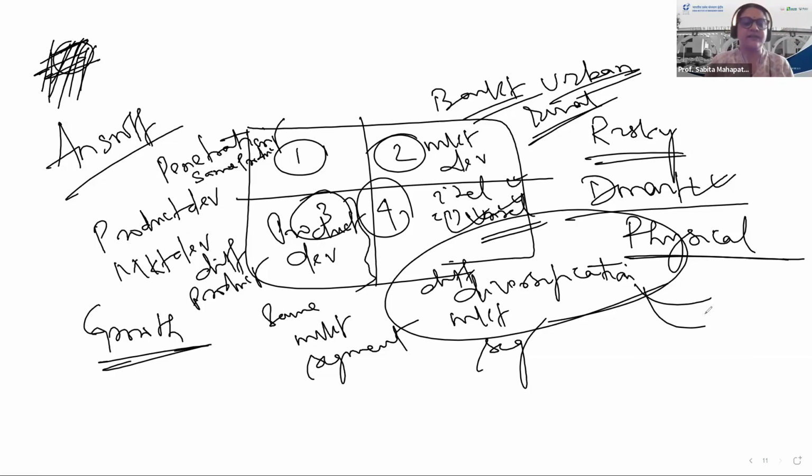You need to understand. Sometimes when you move to a different segment, you may move with the same product, or you may have to design a different product depending on the characteristics, needs, and requirements of the segment.